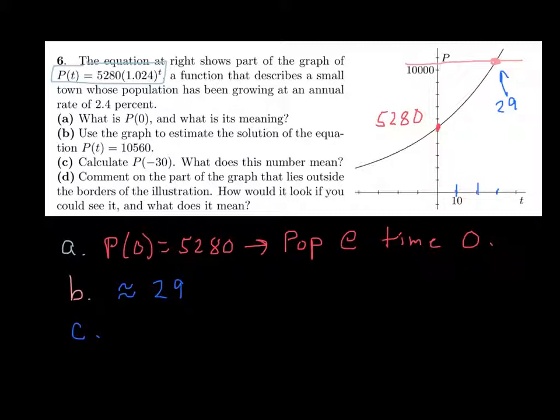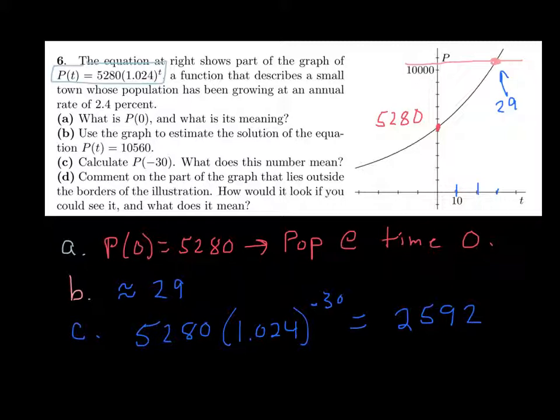All right, C, calculate P of negative 30. I can substitute a negative 30 in there. 5,280 times 1.024 to the negative 30. And what's the answer to that? Jacob, did you get that? 2,592. 2,592. And what does that represent?